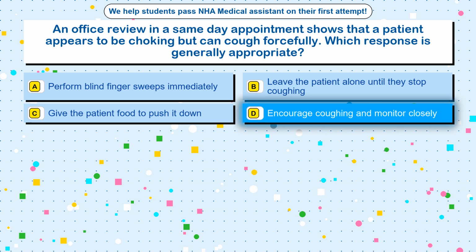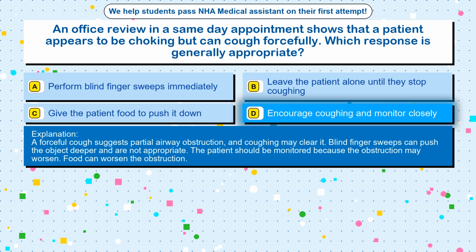The correct answer is option D, encourage coughing and monitor closely. A forceful cough suggests partial airway obstruction, and coughing may clear it. Blind finger sweeps can push the object deeper and are not appropriate. The patient should be monitored because the obstruction may worsen. Food can worsen the obstruction.